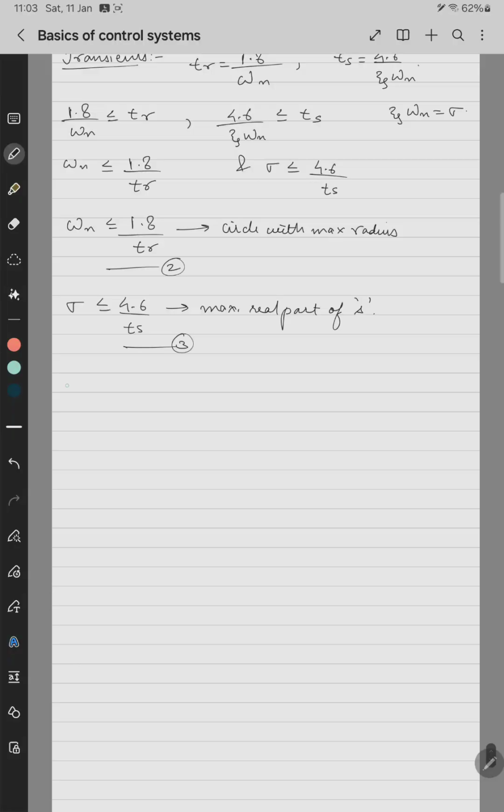One last transient is remaining, that is overshoot. The expression of overshoot is exponential of minus pi zeta by under root of 1 minus zeta square.